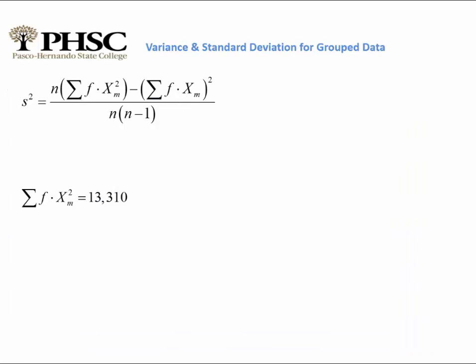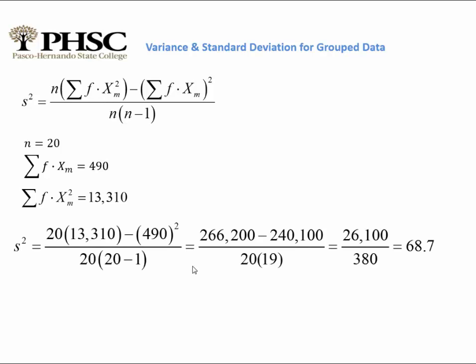So here's our formula, and here are the three values that we're going to substitute into it. Our n is 20, so everywhere I see an n, I plug that in. My summation of the frequency times the midpoint is 490, so I plug it into the formula, and then of course I square that. So here are all my values. My sample variance then is 67.8, and the square root of that, which is my sample standard deviation, is 8.3.